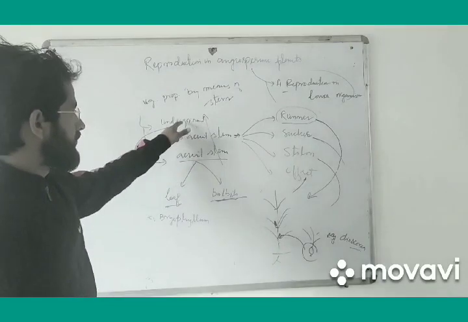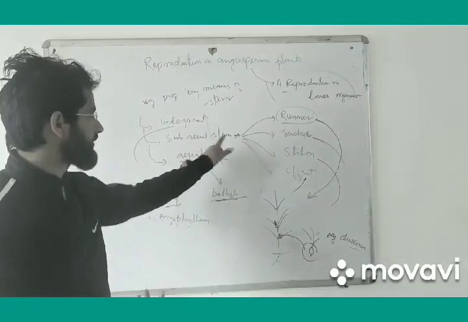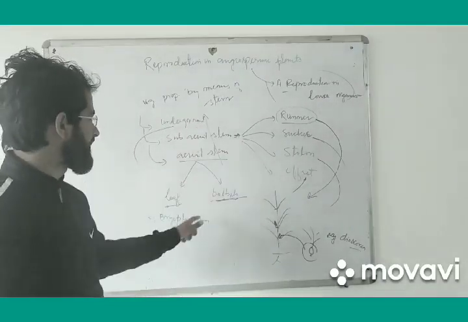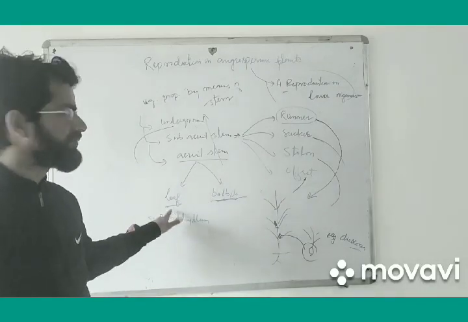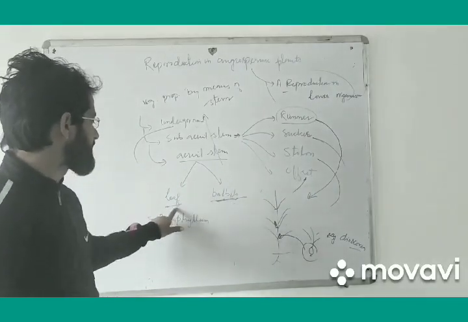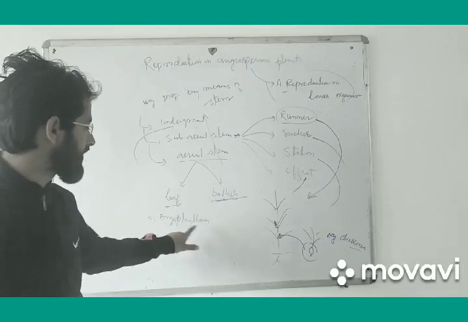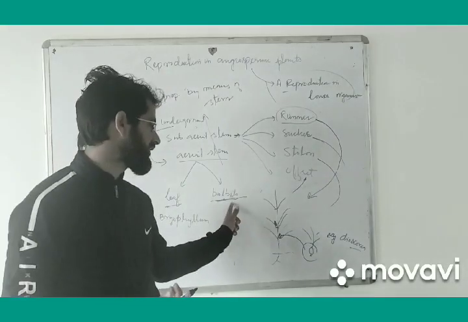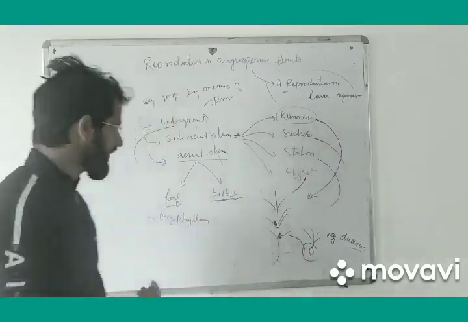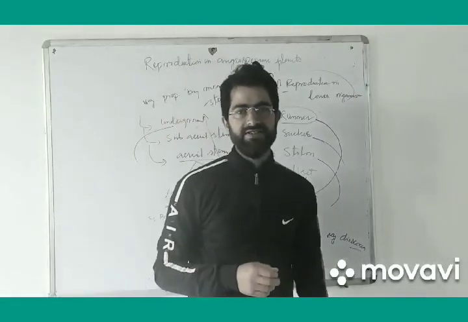Right? We learned about underground stems, subaerial stems, aerial stems, and in aerial stems we delimited them into leaves and bulbils. Propagation by leaves is carried out by Bryophyllum, and bulbils in Dioscorea. This was all about today's lecture.